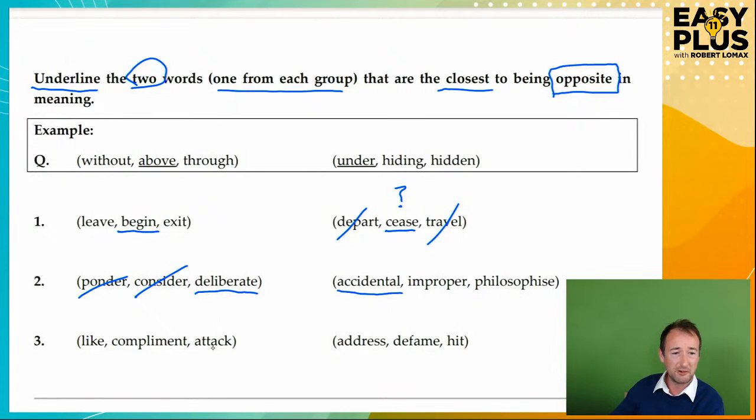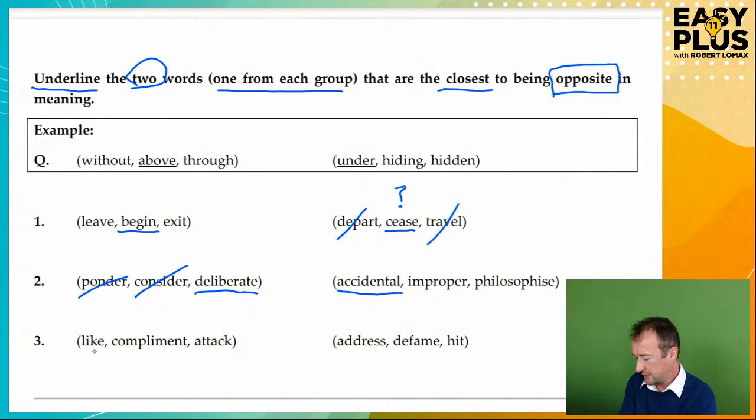Okay, onwards. Like, compliment, and attack. Well done to everybody who's written the correct answers there. There's a whole queue of deliberate and accidental. Superb. These aren't the very hardest questions ever, but I think they're good questions for just showing the core techniques and getting into a nice rhythm of solving VR questions, verbal reasoning questions.